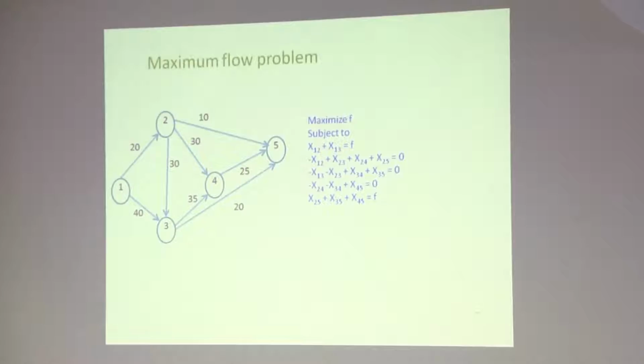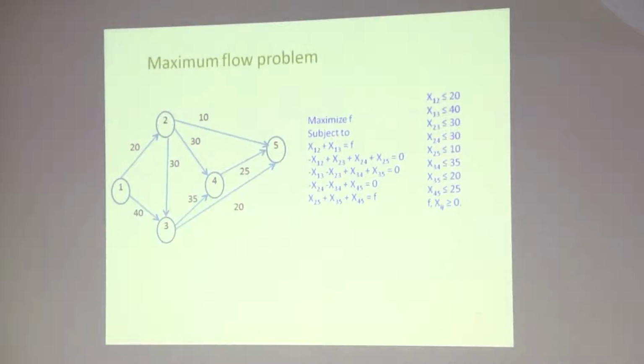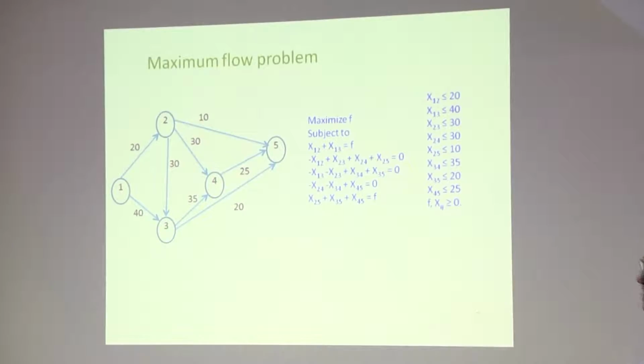For such a small and simple problem, I do this formulation. Of course, I should have the capacity, otherwise I can get infinite flow. So I have the capacities which restrict: Xij less than or equal to Uij. So x12 less than or equal to 20, x13 less than or equal to 40, and so on.